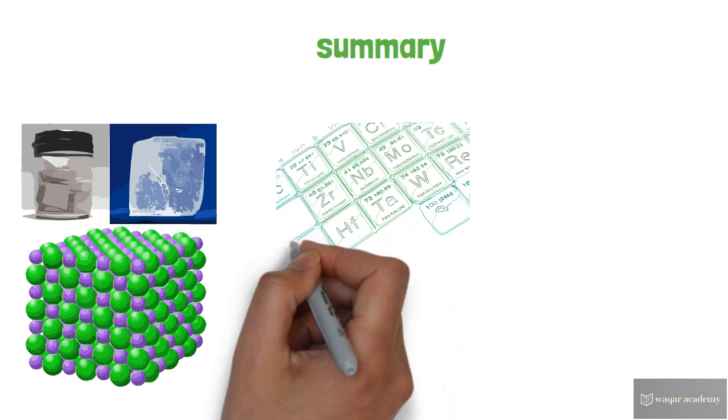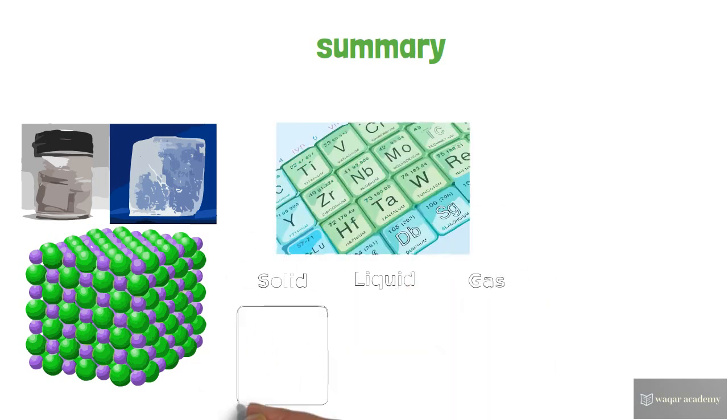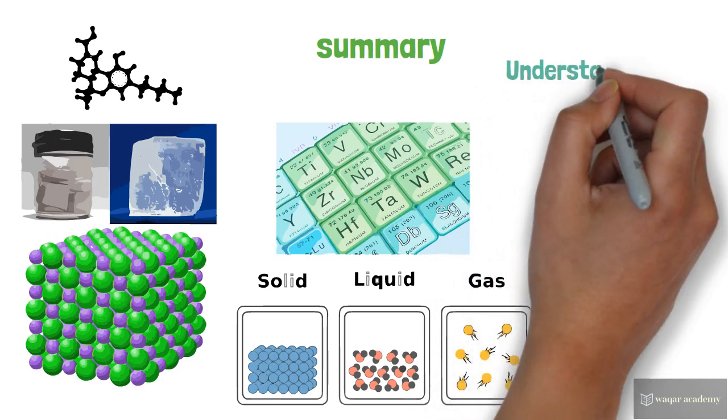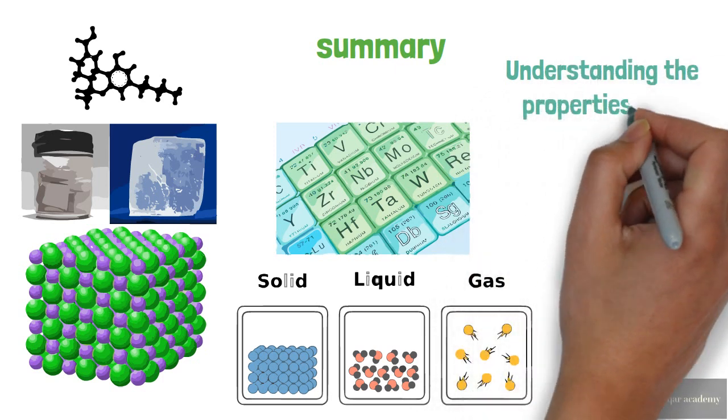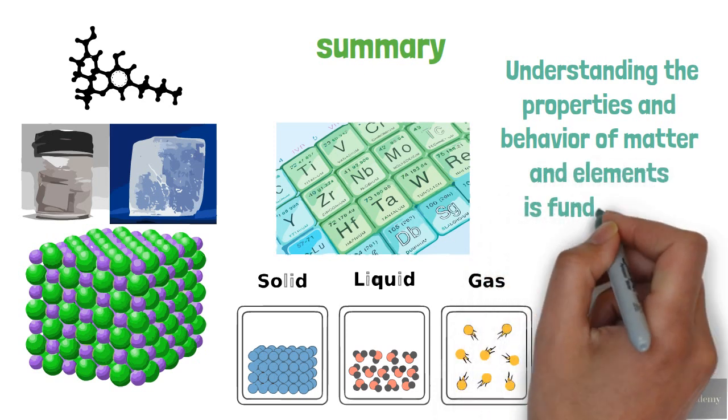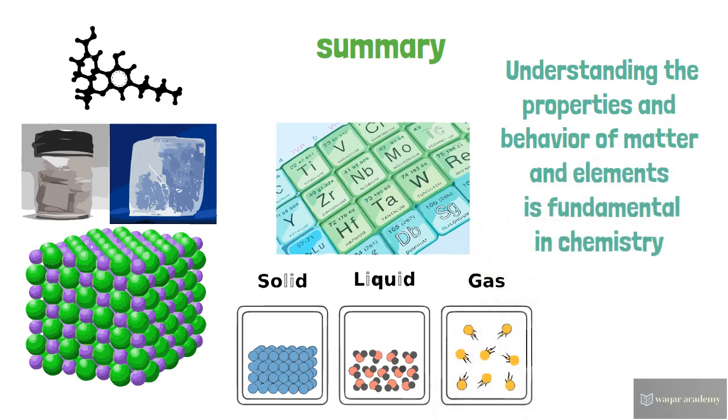Substances are pure forms of matter with fixed compositions, while mixtures are impure and contain multiple substances. Elements are the simplest forms of substances, each composed of identical atoms with unique properties. Understanding the properties and behavior of matter and elements is fundamental in chemistry.